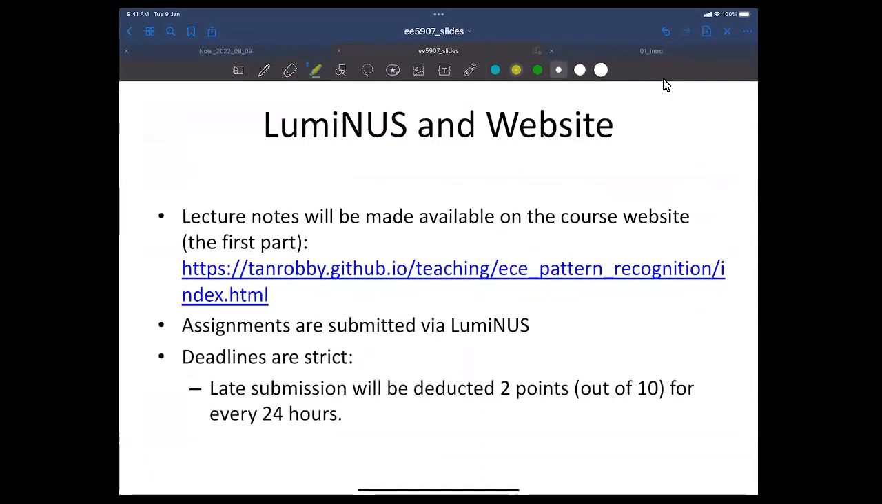And the assignments have to be submitted via the system. And the deadlines are strict. And there will be two GAs, one for the first part and one for the second part. Again, for the two GAs, the deadlines are strict. Late submission will be deducted automatically if it is beyond the deadline, 2 points in every 24 hours. Any questions on this?